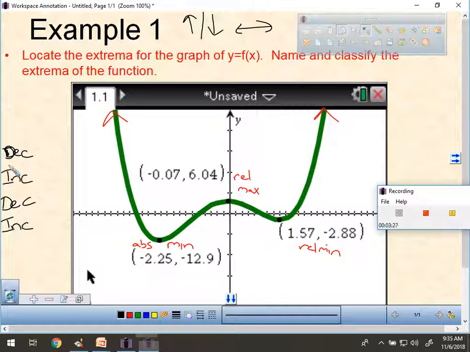If you do it this way, you'll never get confused. So read it from left to right. Decreasing, increasing, decreasing, increasing. Now, what you're going to do is your intervals are basically a starting point and an ending point. So go ahead and put parentheses for each one of these.